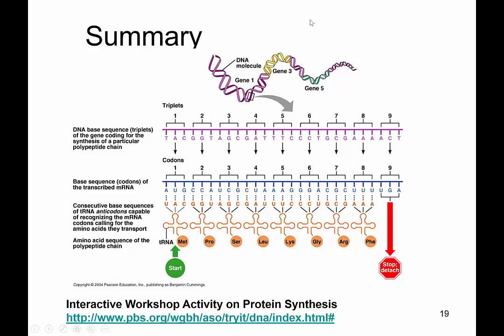In summary, gene expression means we're going from DNA to RNA. That's transcription. It occurs in the nucleus. Then RNA to protein, shown here with the amino acids linking together. That's called translation, and that occurs in the cytoplasm.